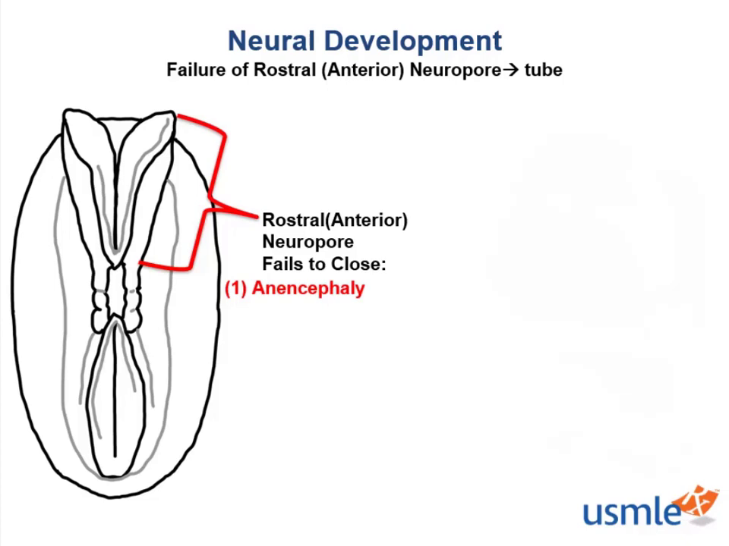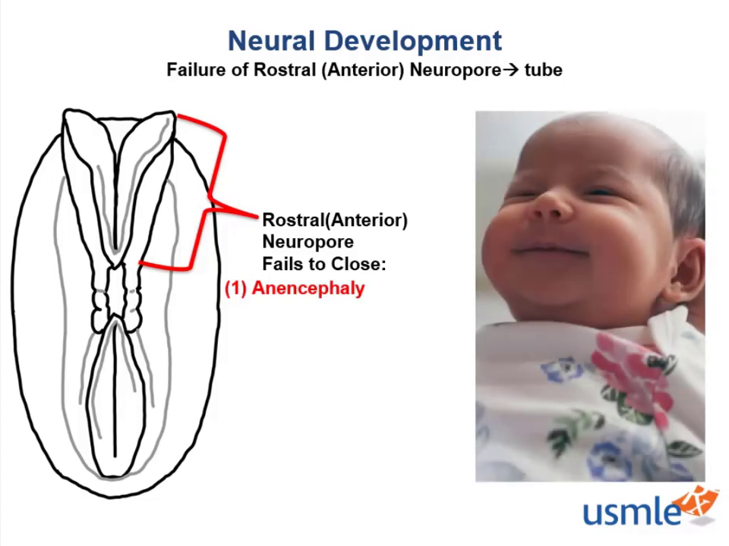So here is a picture of a cute baby. Now let's imagine that anencephaly occurred due to failure of the rostral neuropore to become the neural tube. Then the brain and skull would not form, and classically the fetus would be said to have a frog-like appearance, due to the prominence of the eyes without the brain and skull developing that resemble the prominent eyes of a frog.